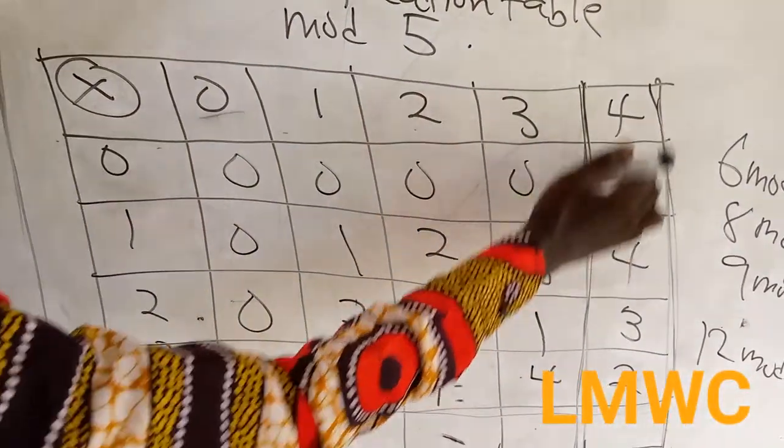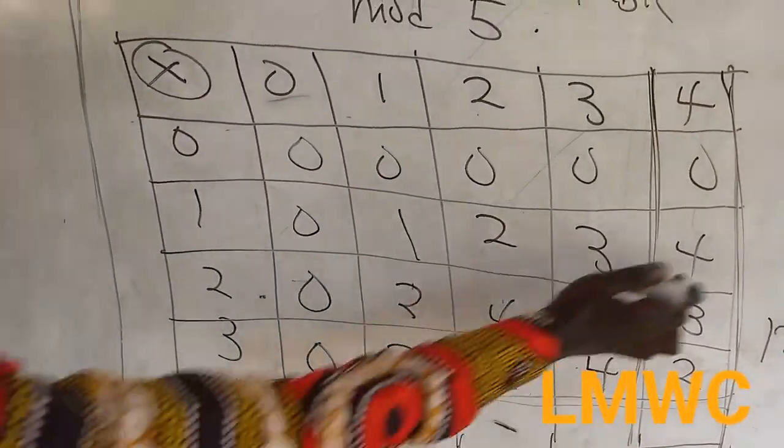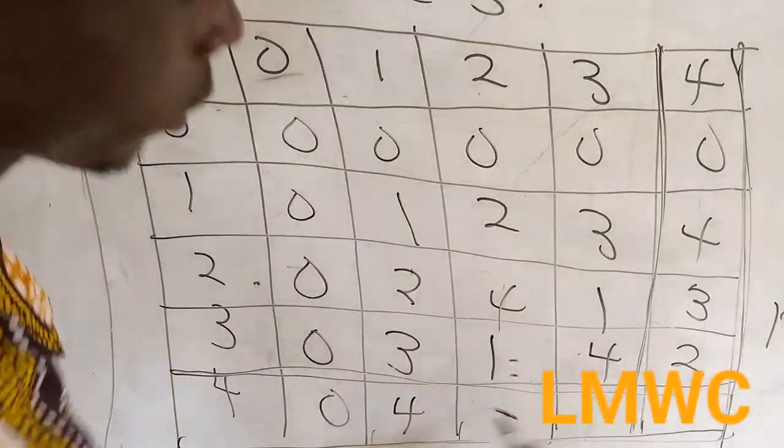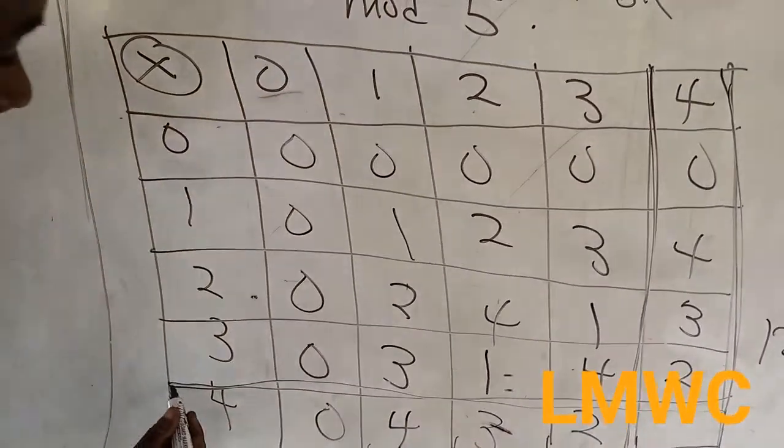So you just write 4. What is the next number? 0, 4, 3, 2. And you work out your last.